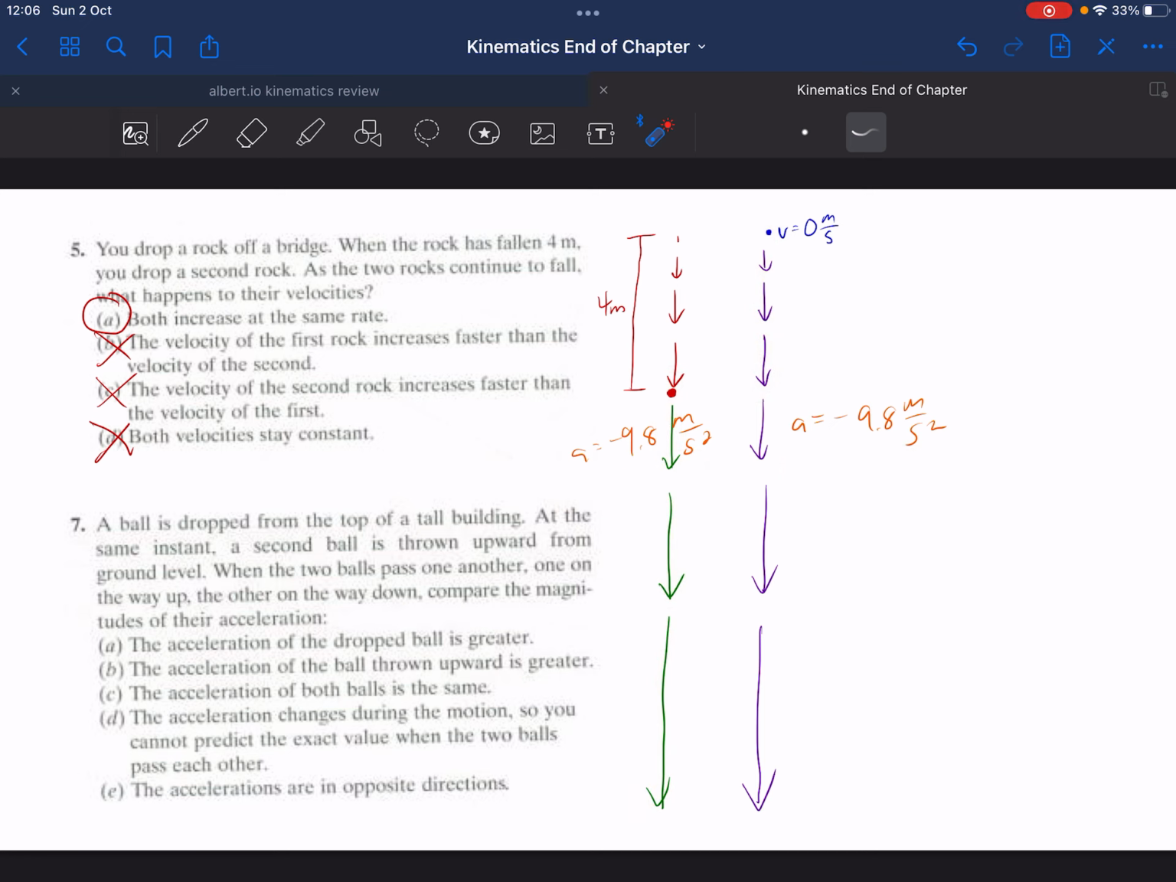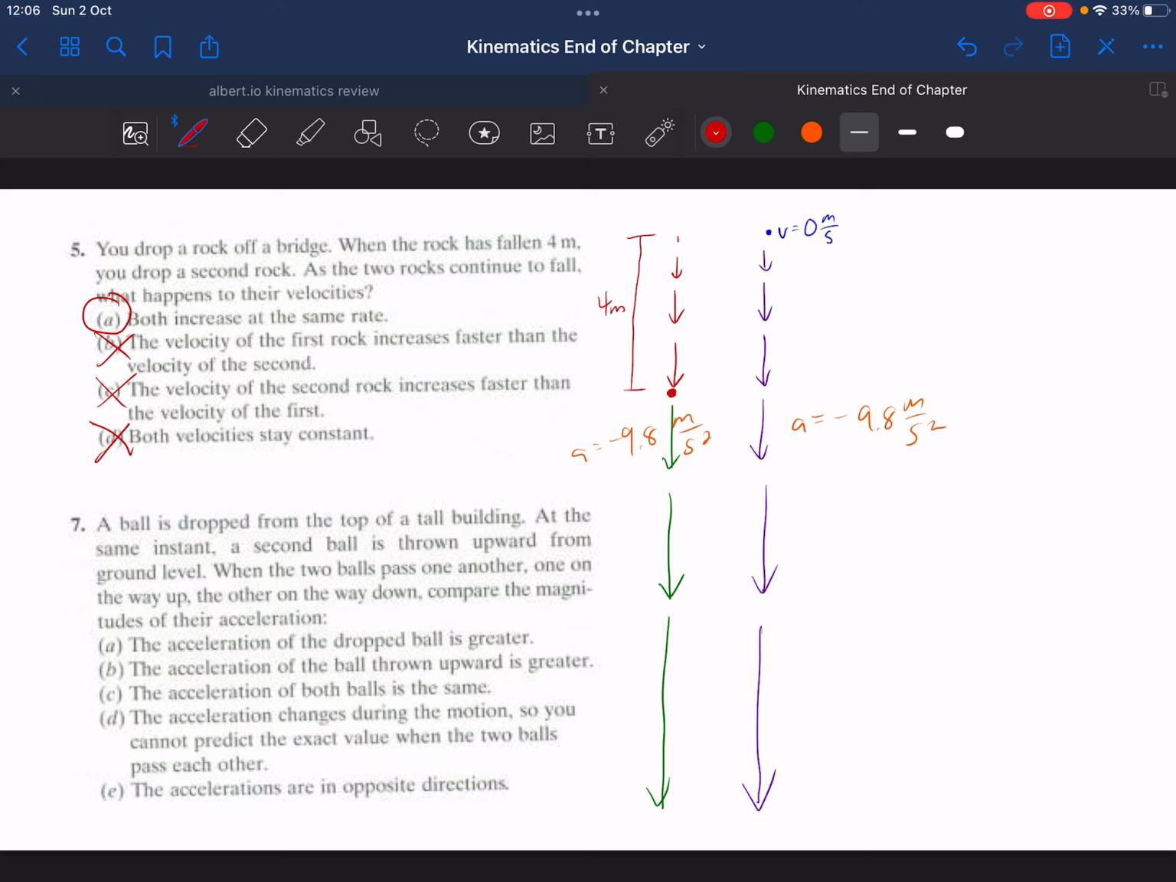Okay, number 7, a ball is dropped from the top of a building. At the same instant, a second ball is thrown upward from ground level. When the two balls pass one another, one on the way up and the other on the way down, compare the magnitudes of their acceleration. Okay, they're trying to trick you again here.